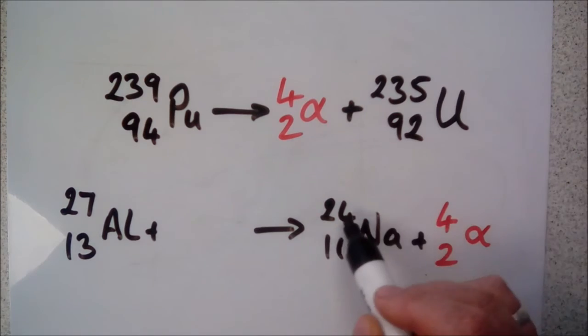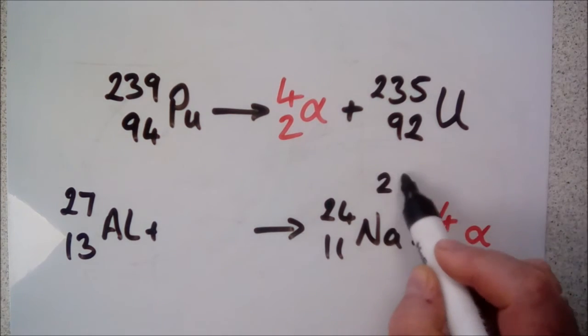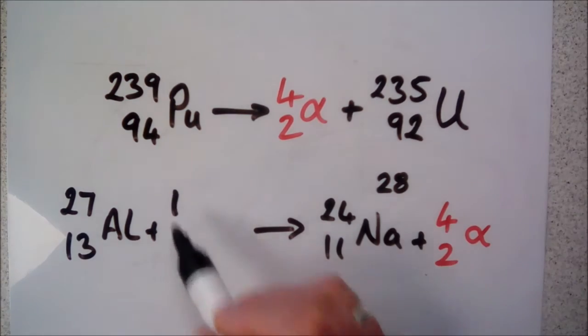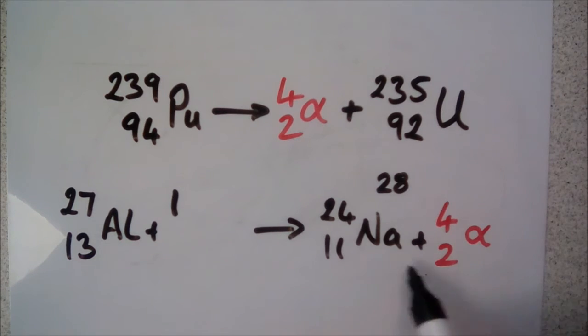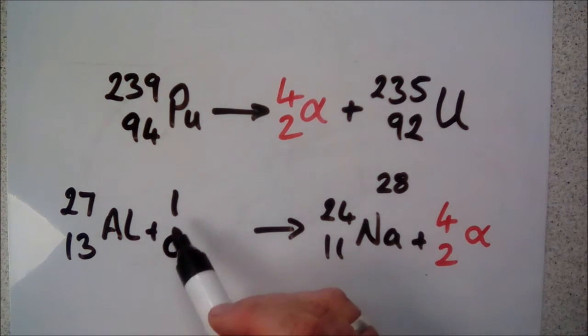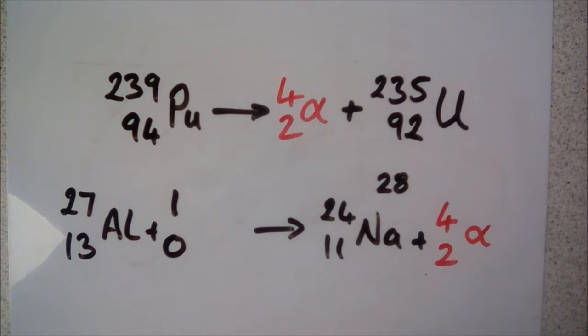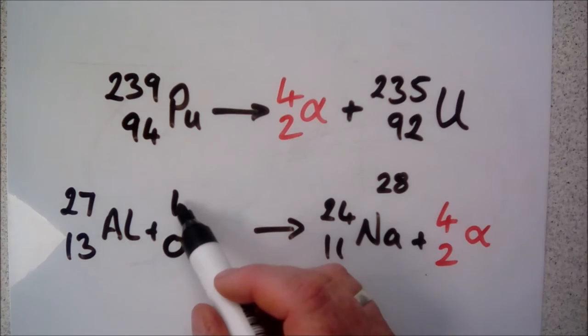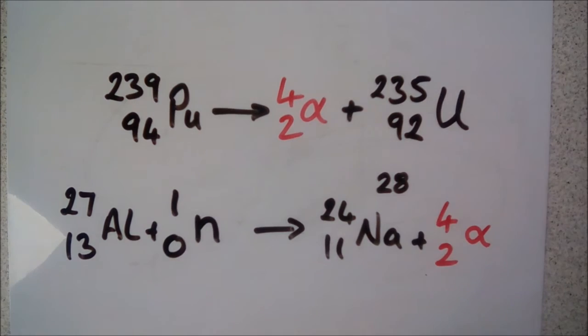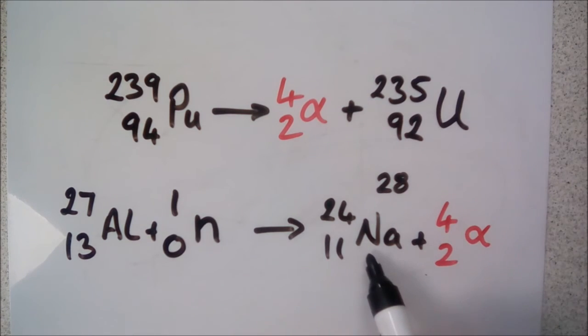Working on the top line, we've got 24 plus 4 here, gives us a total of 28. We've got 27 on this side, so we are missing 1. On the bottom, we've got 13 this side, and we've got 13 this side, so we are missing 0. If we look back at our work at the start of this video, we saw that anything with a mass of 1 and 0 charge is a neutron. So our aluminium has absorbed a neutron and then done an alpha decay to form sodium.